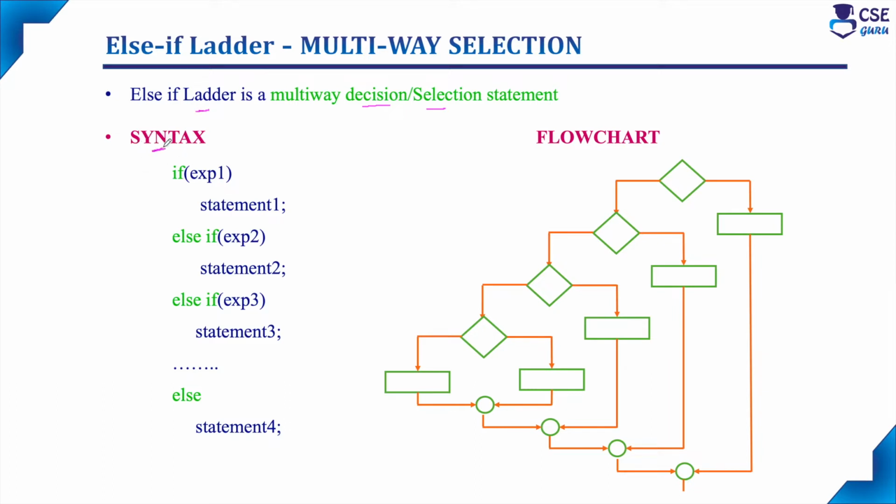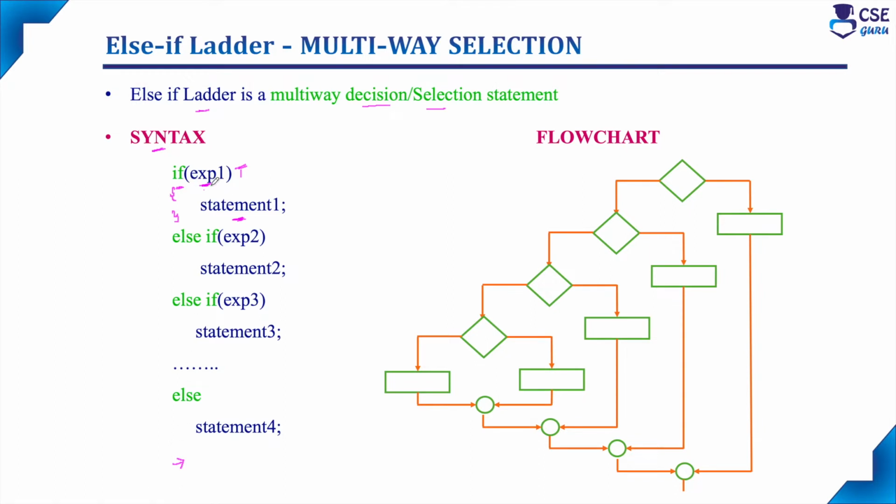The syntax for else if ladder is: if, then specify the condition. If this condition is evaluated to true, statement 1 will execute. It may be either a simple statement or a compound statement. Already we have discussed that if it is a simple statement, there is no need to specify the curly braces, and if it is a compound statement, it is a must to specify it within curly braces. We need to remember that all the time. So, if this expression is evaluated to true, only the statement 1 part will execute and the remaining part will be skipped, and the cursor will move to the next statement in the C code.